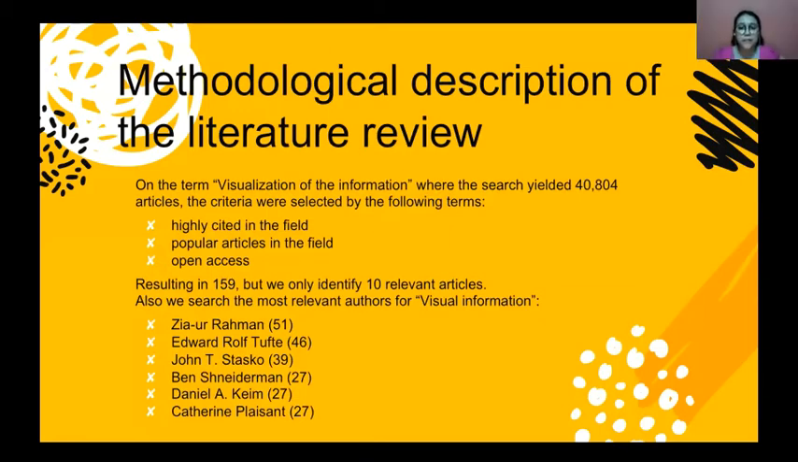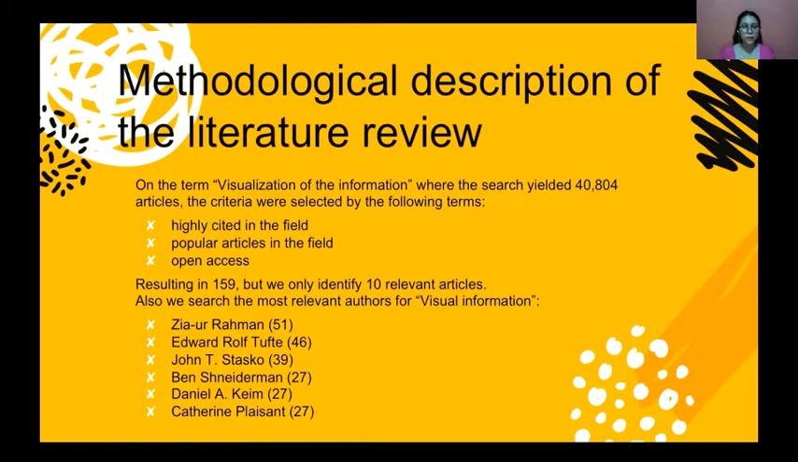The methodological description of the literature review. First, we searched in the Web of Science the term visualization of information, where the search yielded 408,004 articles. The criteria were selected by the following terms: highly cited, popular articles in the field, and open access. The result was 159 articles, but we only identified just 10 relevant articles.